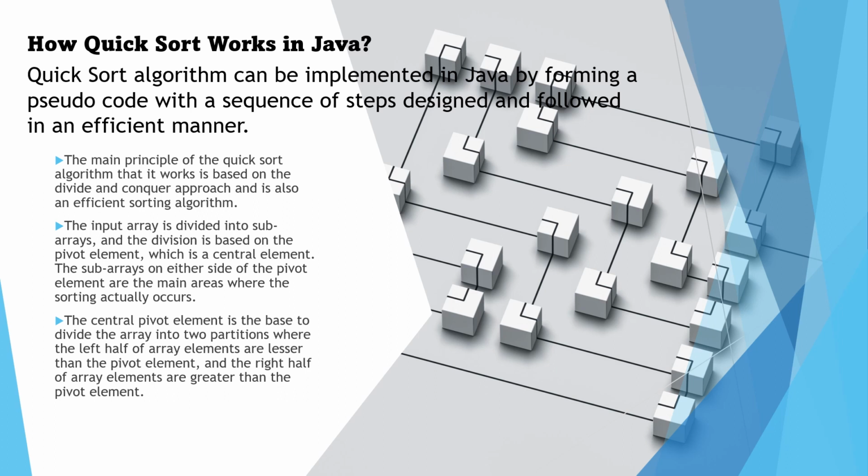The input array is divided into sub-arrays, and the division is based on the pivot element, which is the central element. The sub-arrays on either side of the pivot element are the main areas where the sorting actually occurs. The central pivot element is the base to divide the array into two portions, where the left half of the array elements are lesser than the pivot element and the right half of the array elements are greater than the pivot element.